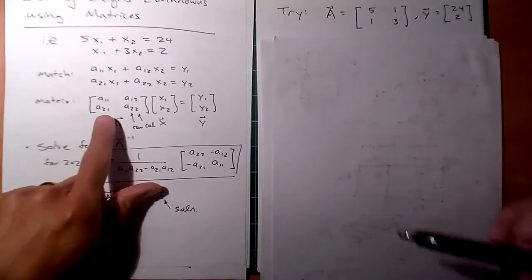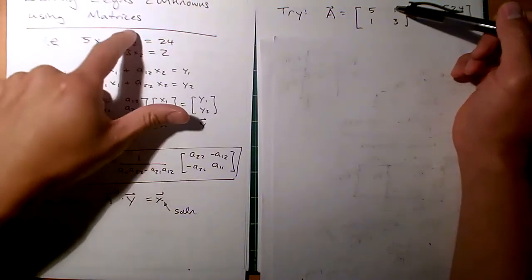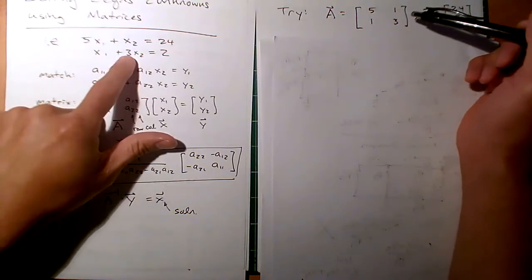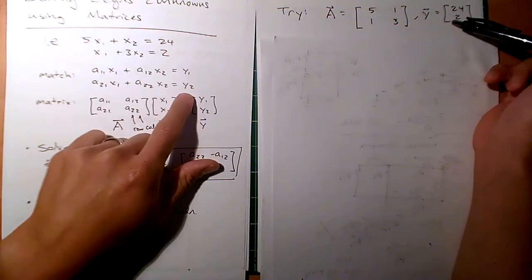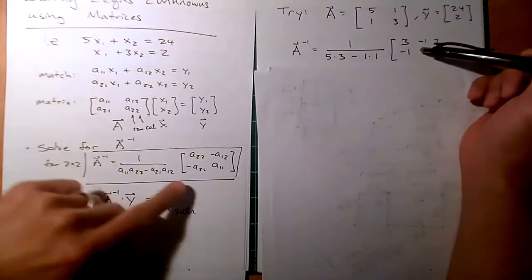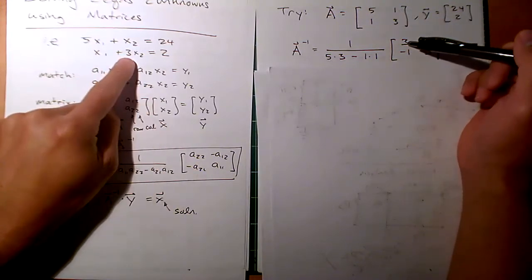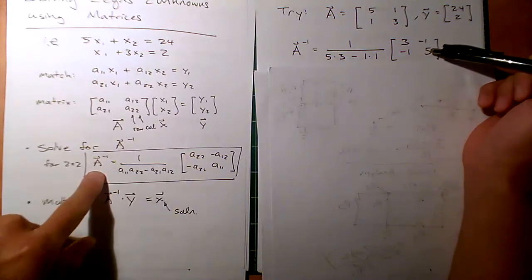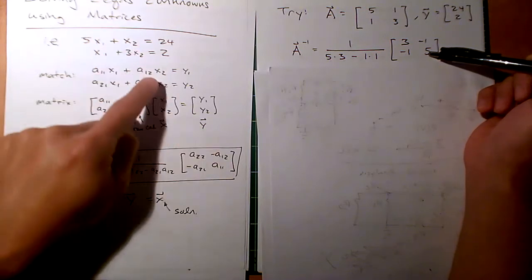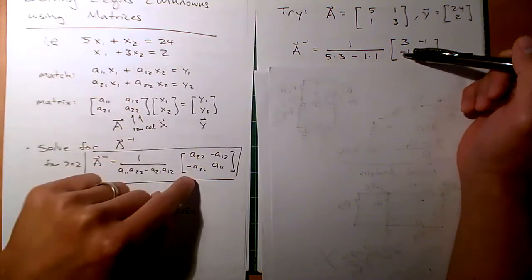Okay, so if I follow the pattern, A11, like I said, is 5, A12 is 1, good, A21 is 1, and A22 is 3. Y1 is 24, Y2 is 2, good, no problem with that. If I follow this pattern, A22 was 3, so that means the 3 goes here, in fact, for this inverse. A11 is that 5, good. And then these are just the same values with flipped signs. So this is 1 and 1, so it becomes -1, -1, good.